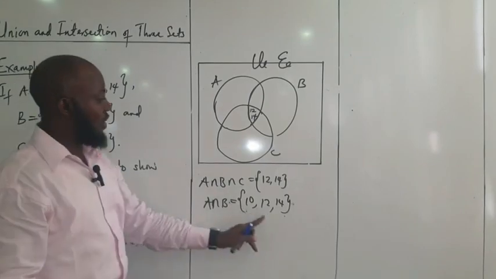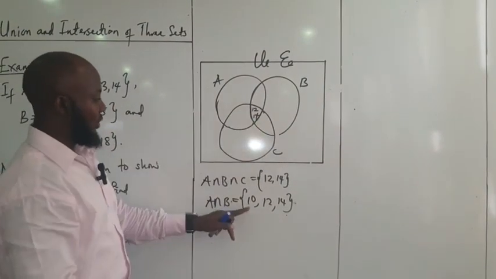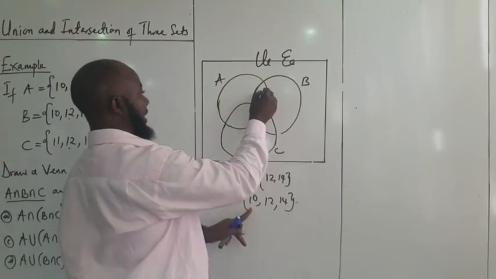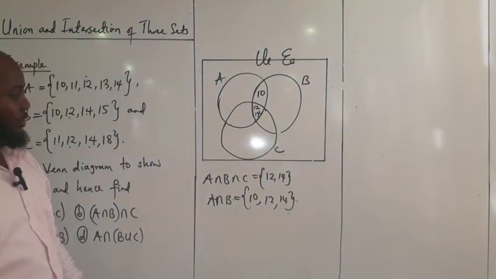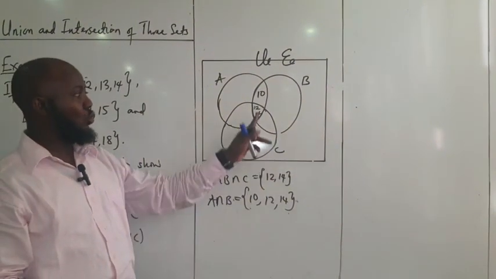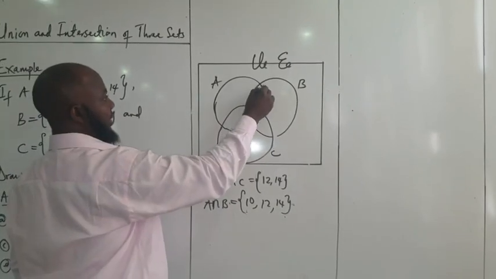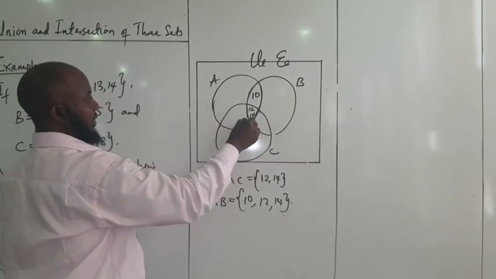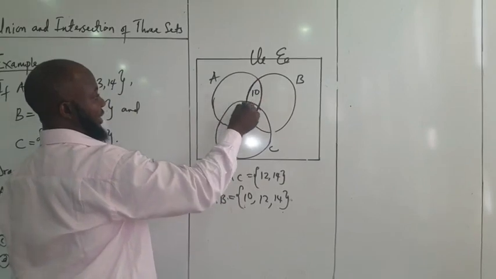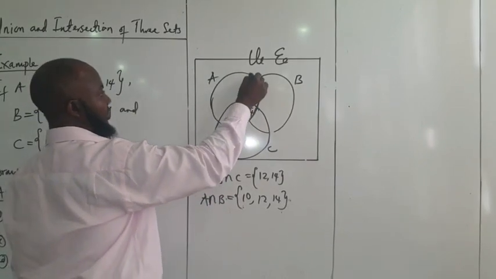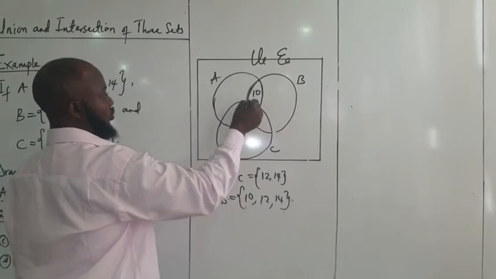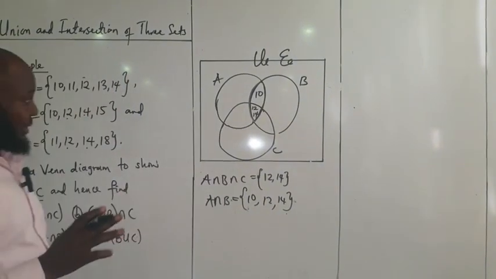So mind you, 12 and 14 are already here. So in that case, the next one will only be 10 here. I hope I'm making sense, because 12 and 14 are common to what? To this one. So you can see this is circle A, and this is B. What is common to the two of them is what? 10, 12, and what? 14. I hope I'm making sense.